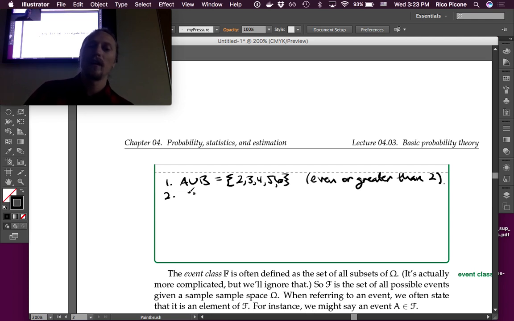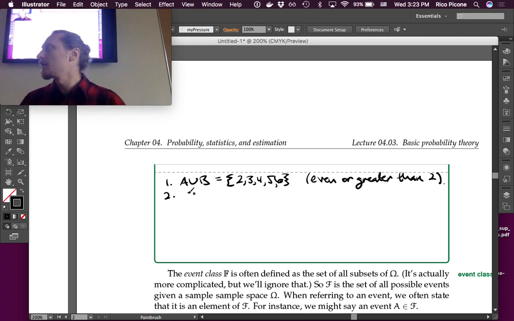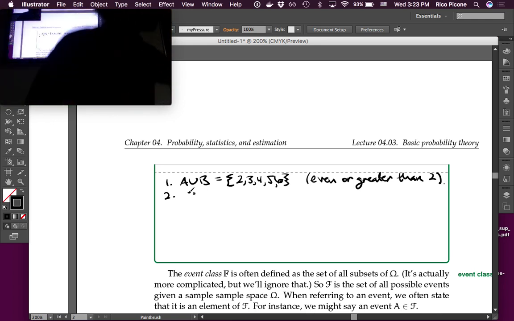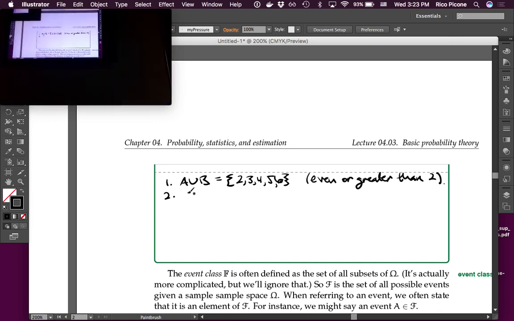So I want you guys to try the intersection one now. I'll walk around and harass you. Use A. Yeah, A is even, so 2, 4, 6.